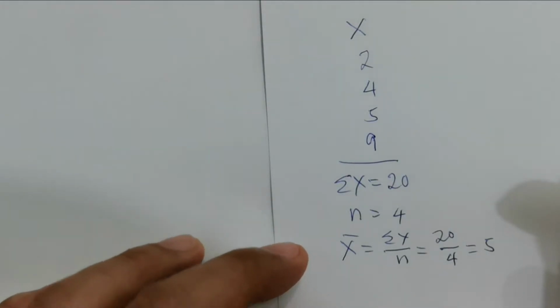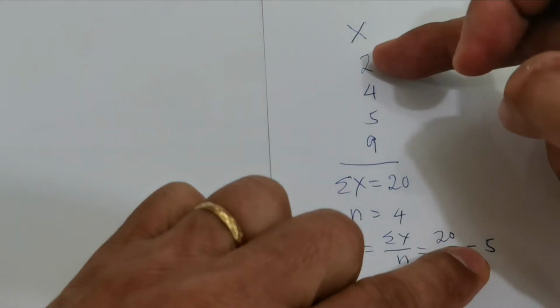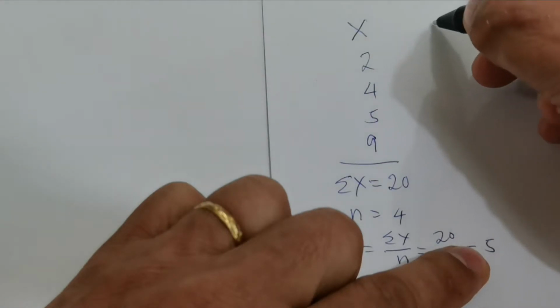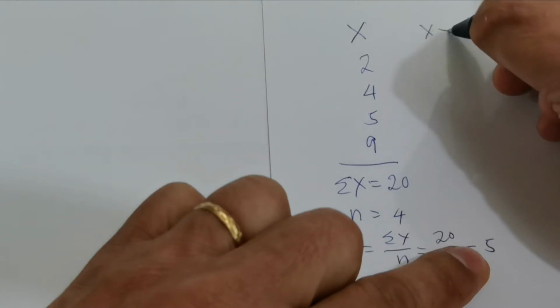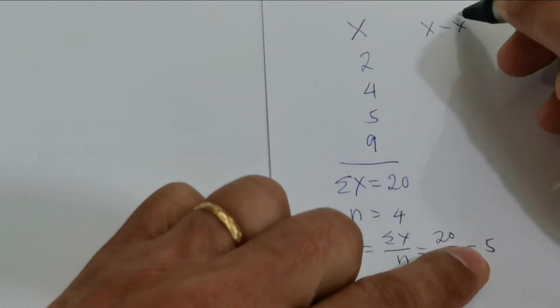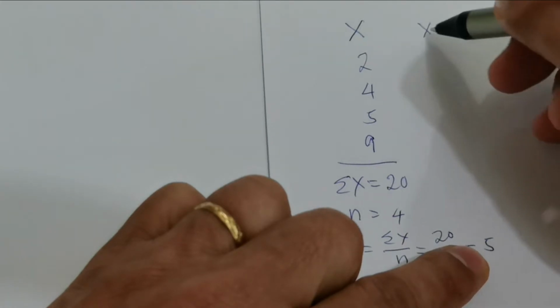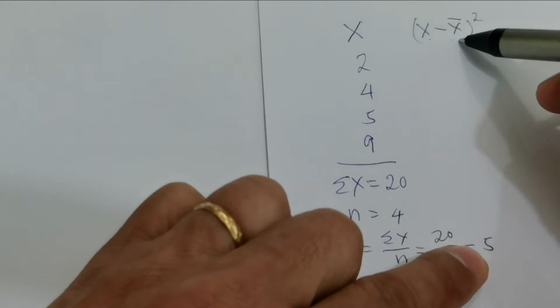What we're going to do next is to subtract 5 from its value of the x. So we will have a column here of x minus mean. Okay. Then we are going to square this one. So x minus mean squared.